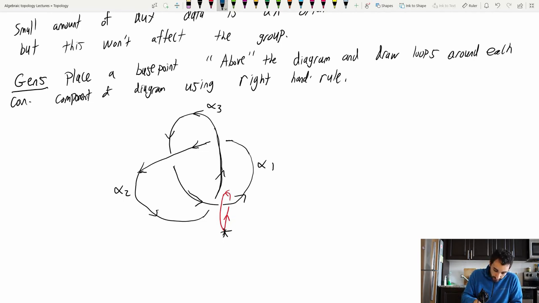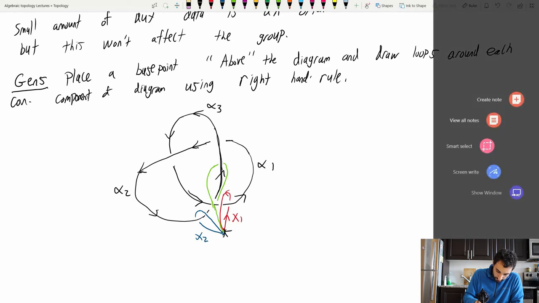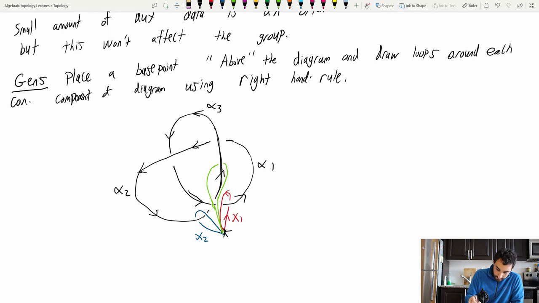So I also need a loop here, and now I need to start naming these. The one that goes around alpha 1, I'll call x1, and the one that goes around alpha 2, I'll call x2. And then finally, I need a loop that runs around alpha 3. And this is going to make it a little messy here. So there it is. Should go over here and over here. I need to orient these loops. So this blue one goes like this, and this green one comes like this. All right, and there we have it. Three loops, and I claim that those are the generators of the fundamental group.